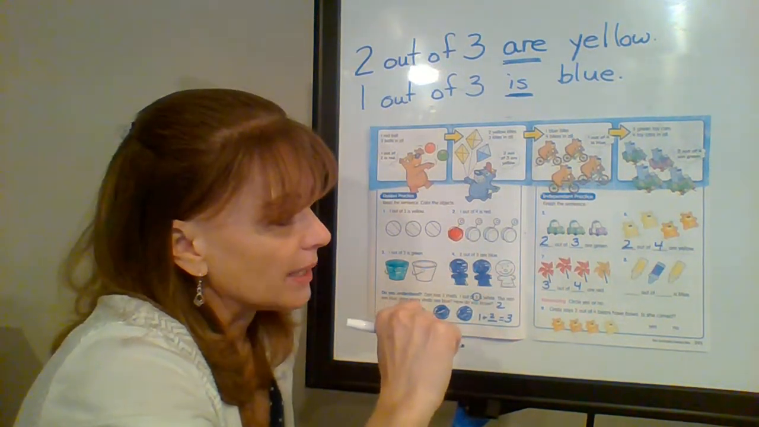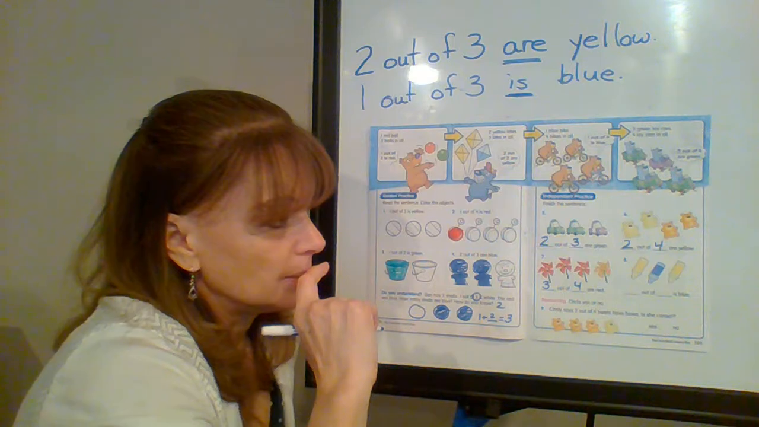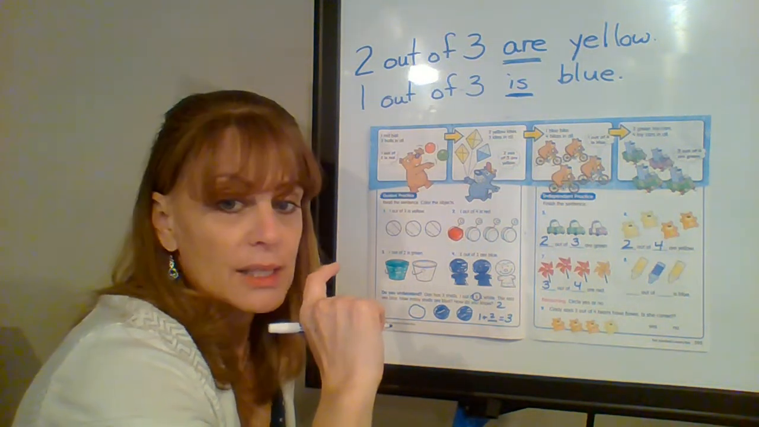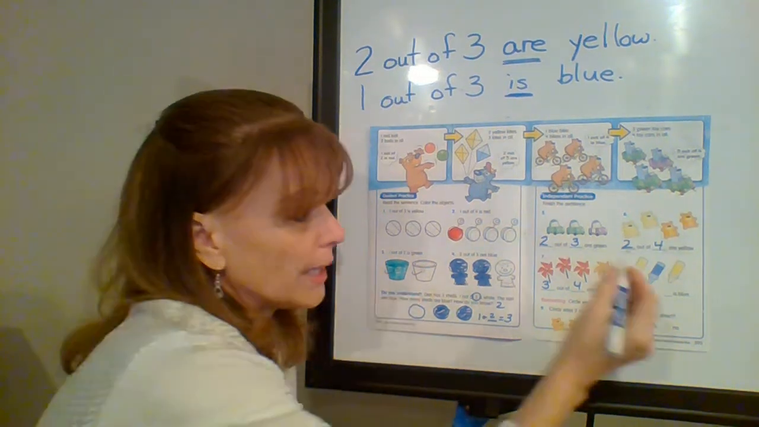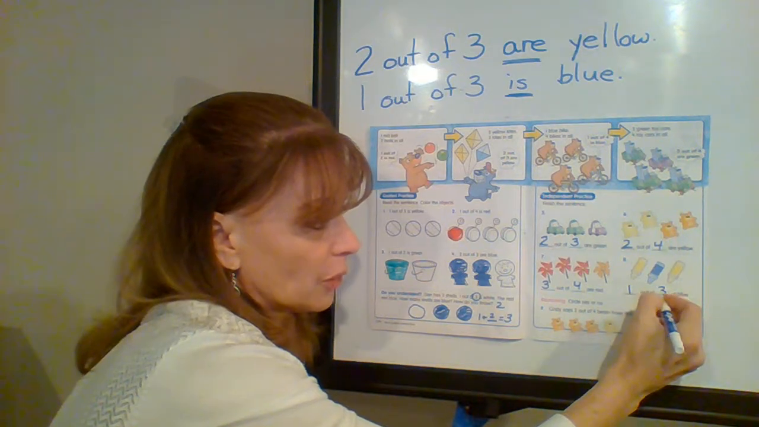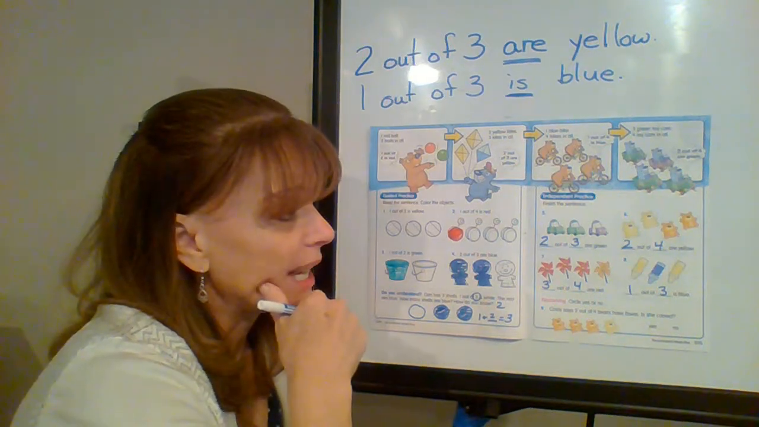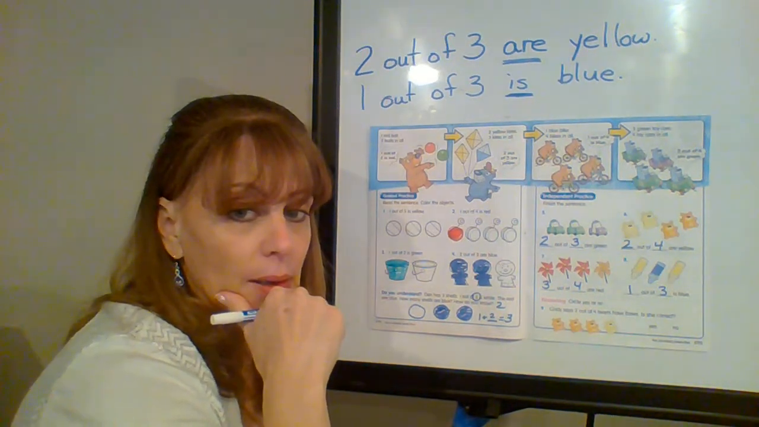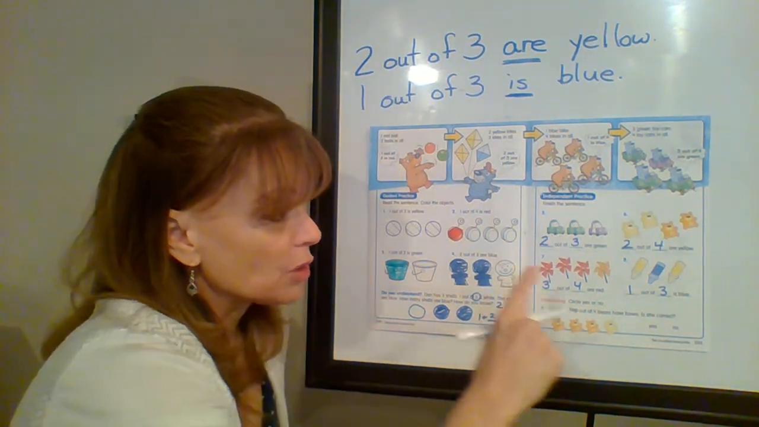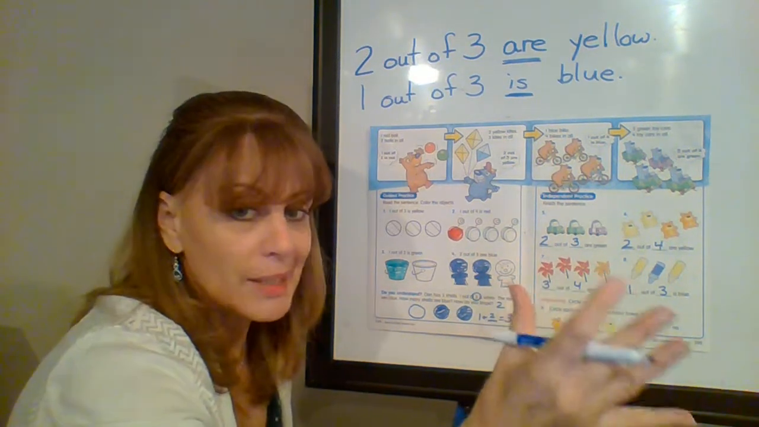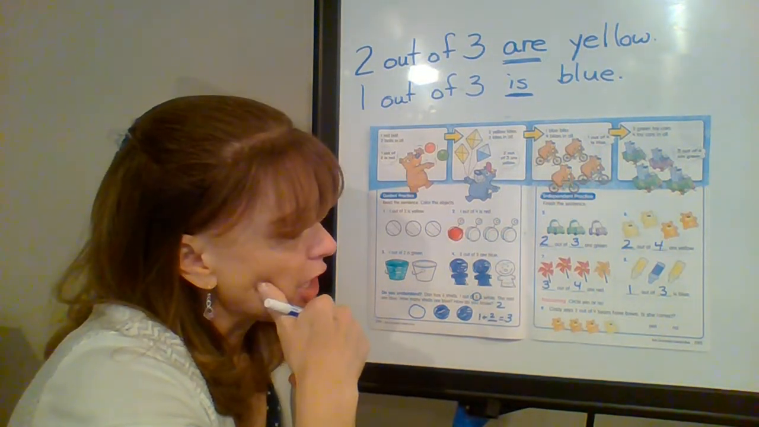Okay. Last one. Blank out of blank is blue. Go ahead and do that by yourself. So how many are blue? 1. How many in all? 3. 1 out of 3 is blue. What if it had asked you for yellow? What would you have written? 2 out of 3 are yellow. And so the number in all, the second number would never change because we're always going to have the same number of items.